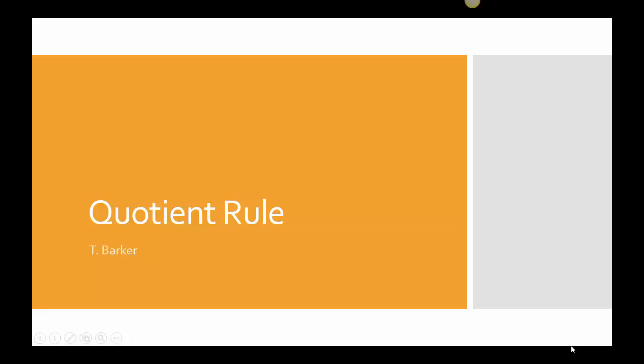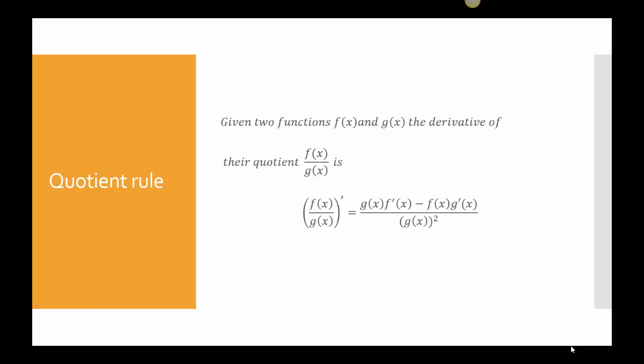This video will take a look at the quotient rule. So let's start with saying we have two functions, f and g, and we want to take the derivative of the quotient of f of x over g of x. It's important here to pay attention to which one's on top.